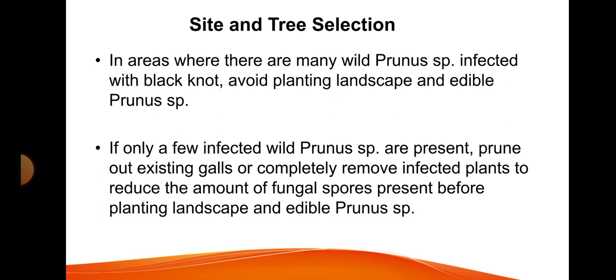Site and tree selection. In areas where there are many wild Prunus infected with black knot, avoid planting landscape and edible Prunus. If only a few infected wild Prunus are present, prune out existing galls or completely remove infected plants to reduce the amount of fungal spores present before planting landscape and edible Prunus.